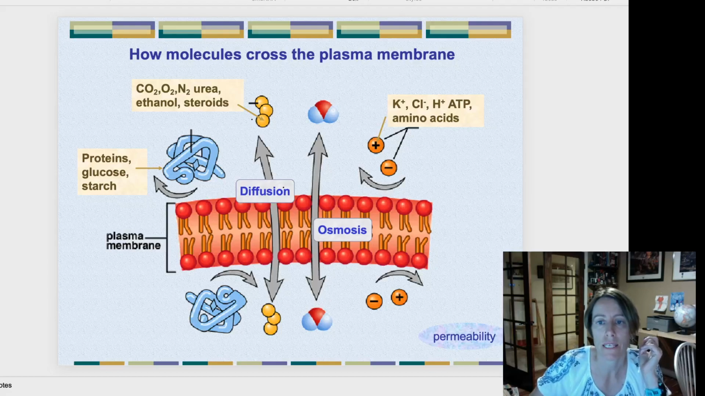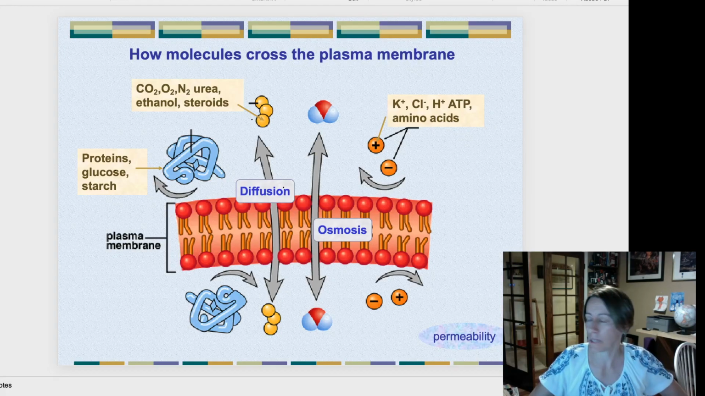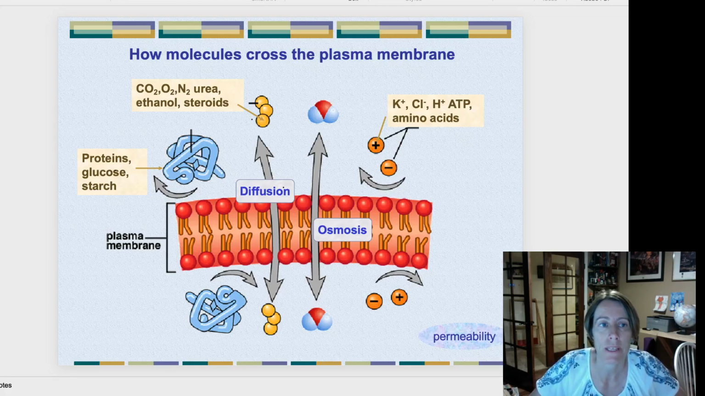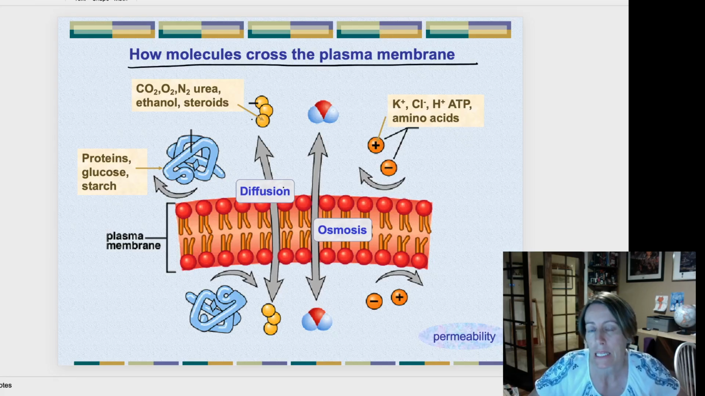Okay, so there is a lot going on in this slide, so let's break it down piece by piece. This is an important slide with information on specifically how molecules cross the plasma membrane. So the plasma membrane, another way of saying this is the cell membrane. So once again, how are we going to know this is a cell membrane? Well, we should see the phospholipid bilayer here with the heads and the tails.